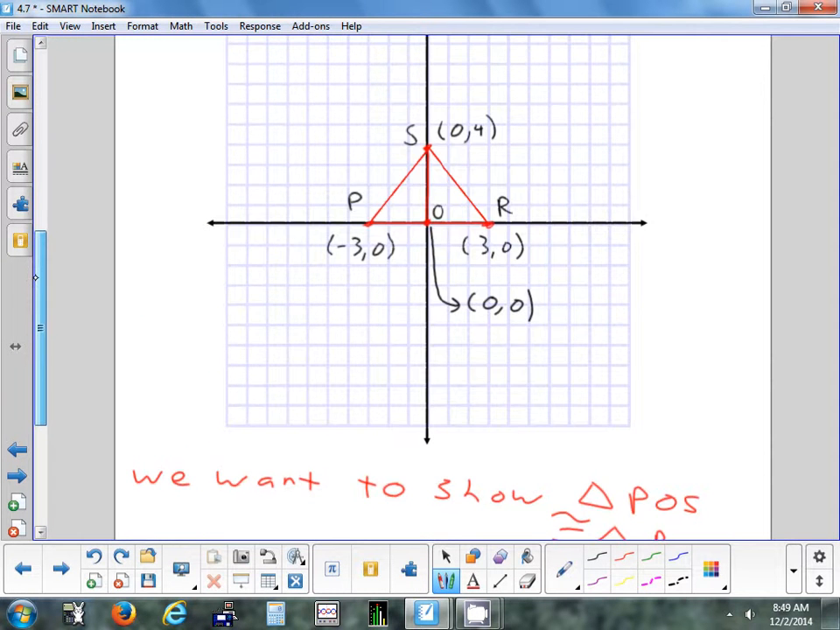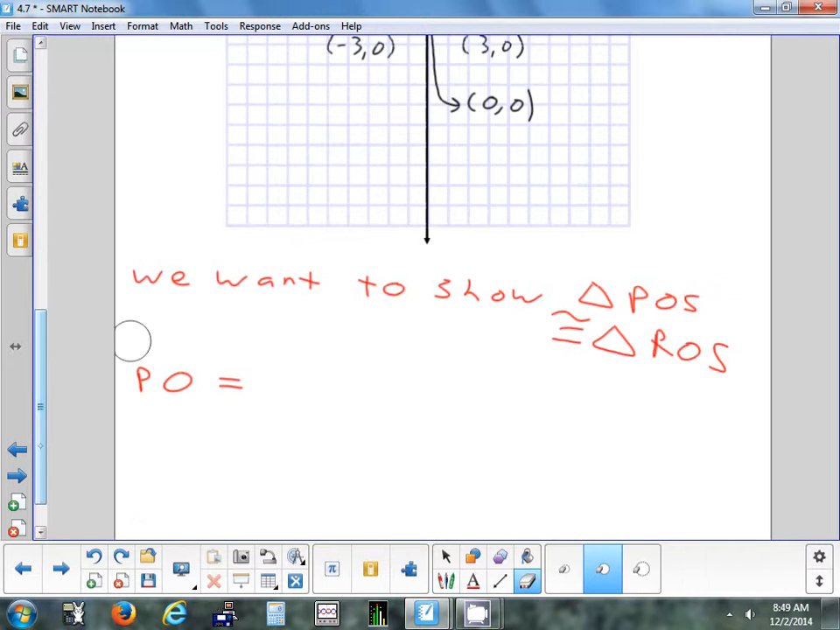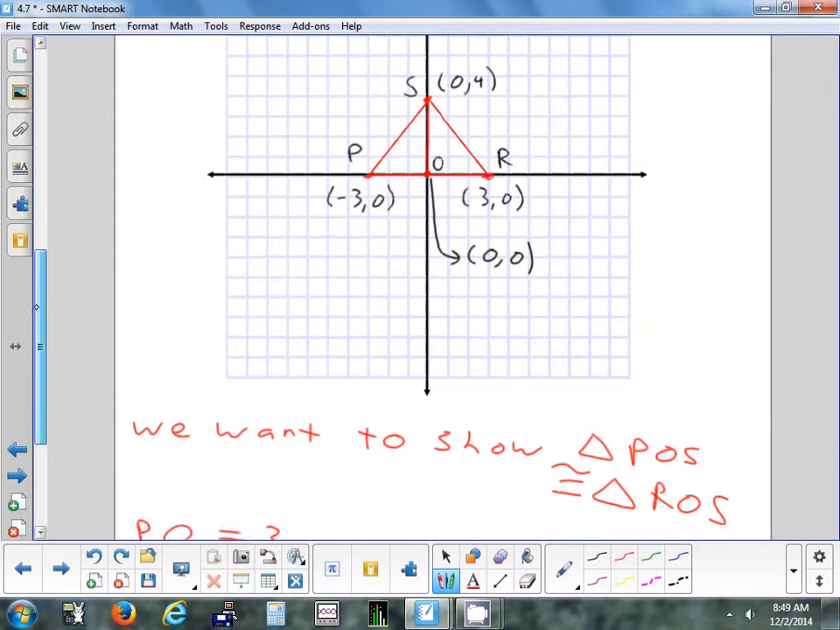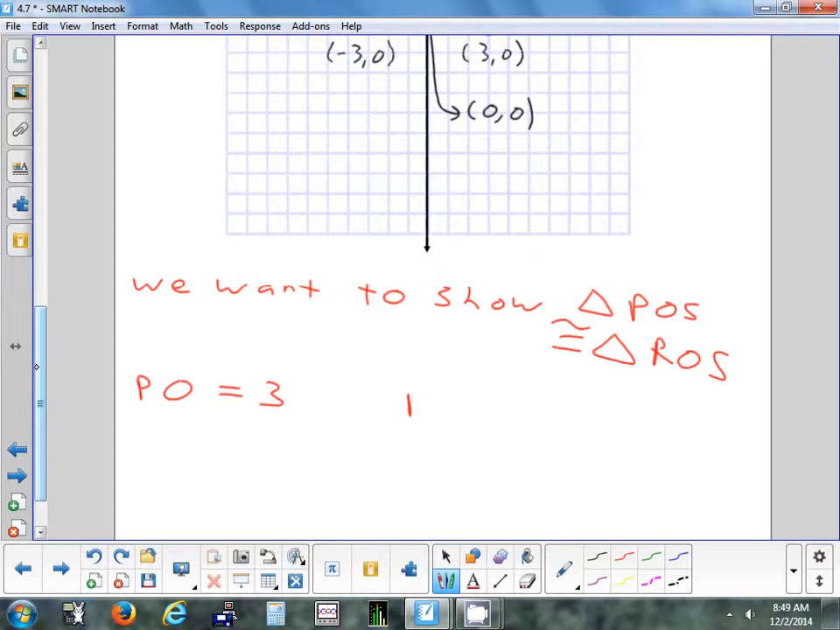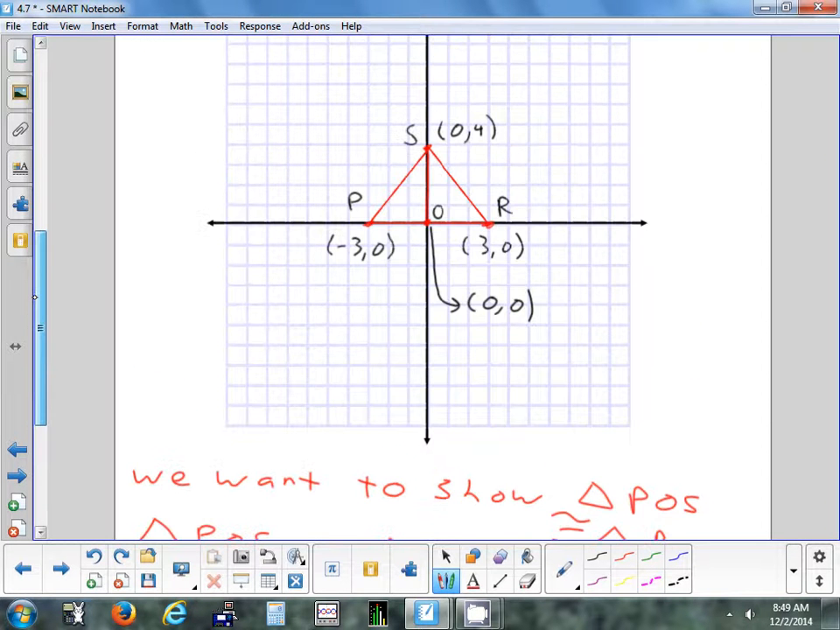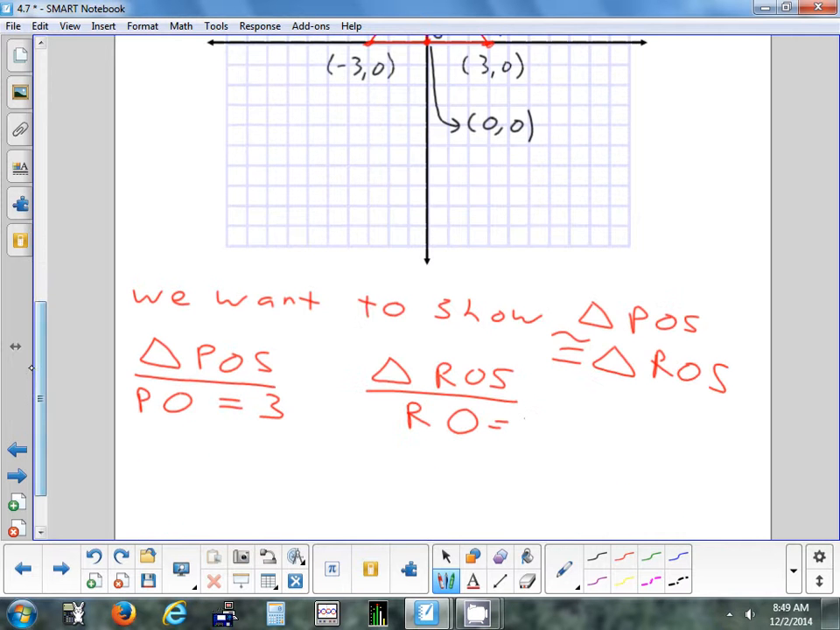We don't even have to use a formula. We can just look right at it and get that length. Connor? 3. Yep, that's 3. Okay, let's find the length of RO. I'll do things over here for triangle POS, and I'll do things over here for triangle ROS. James, how long is side RO? 3. It's also 3.